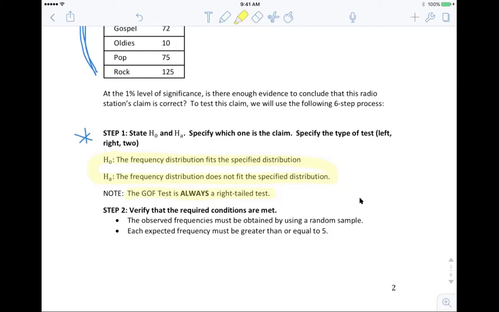Step 2, we're always going to verify that the conditions are met. We have random, and then each expected frequency must be greater than or equal to 5. Okay. We'll get to that in a second when we find those expected frequencies.